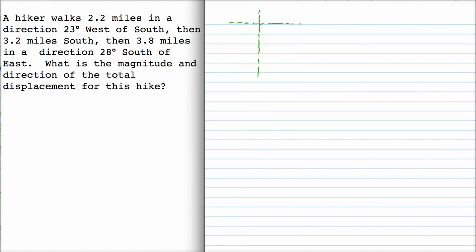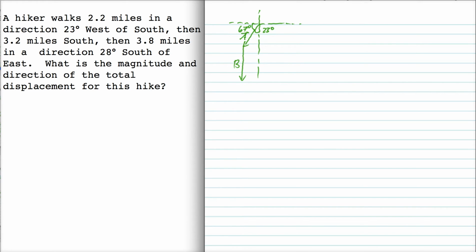Alright, so our three vectors, we've got vector A is 2.2 miles in a direction 23 degrees west of south. So I'll draw that one like this, where this angle is 23 degrees. I prefer to measure my angles with respect to the horizontal axis, so I'm going to draw that as well. Vector B is 3.2 miles south. So since the first vector was 2.2, I'm going to draw this one a little bit longer.